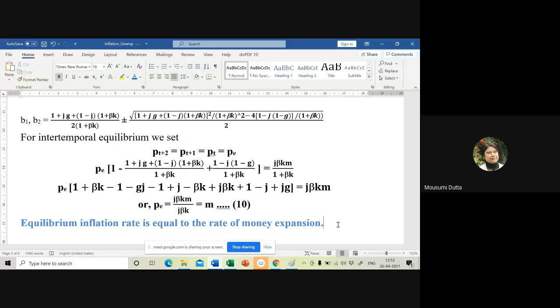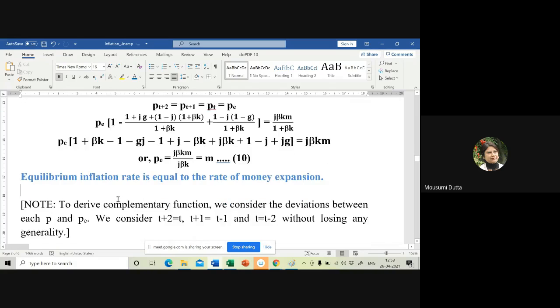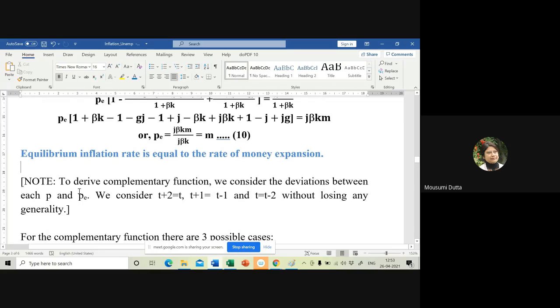Okay, so I think by this time everybody got the equilibrium inflation rate, which is equivalent to rate of money expansion. Okay, and equation 10 is also giving us the PI, the particular integral for the second order difference equation. Okay, I have added a note to derive the complementary function. We consider the deviations between each P and PE, as we did in case of Samuelson or Hicks-Samuelson model. We will consider PT plus 2 minus PE. We will consider PT plus 1 minus PE. We will consider PT minus PE. So we will consider the differences.